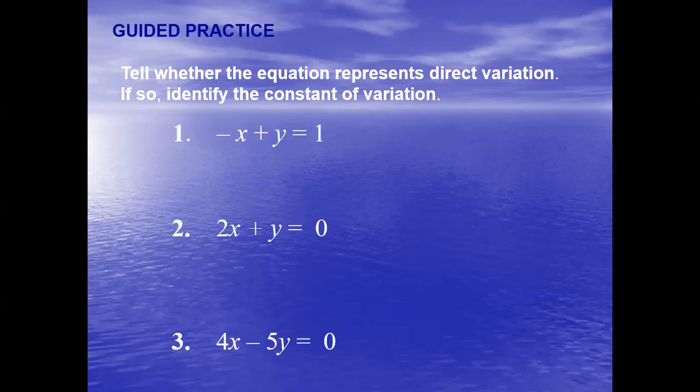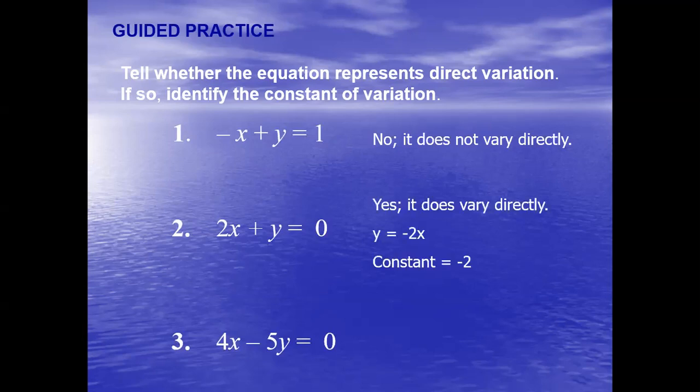More examples, negative x plus y equals 1. Solve it for y by adding x to both sides, then y equals x plus 1. It doesn't represent a direct variation because it's not written as y equals mx. The second example, by subtracting 2x from both sides, we will get y equals negative 2x. And yes, it represents the direct variation because it's written as y equals mx, and the constant of variation, or m, is negative 2.